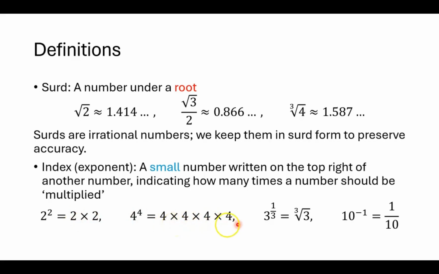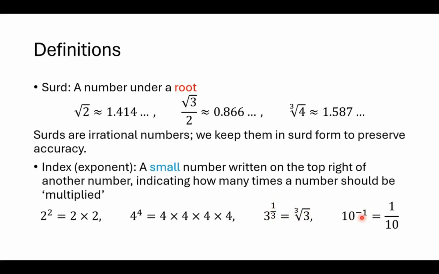But things get a little bit trickier if you have other things in the index. So for example, if you have a fraction in the index, say a 1/3 power, that basically means take the cube root. So basically, if the power is in the form 1 over n, that means take the nth root of the number. So 1 over 3 is the third root, 1 over 5 is the fifth root.